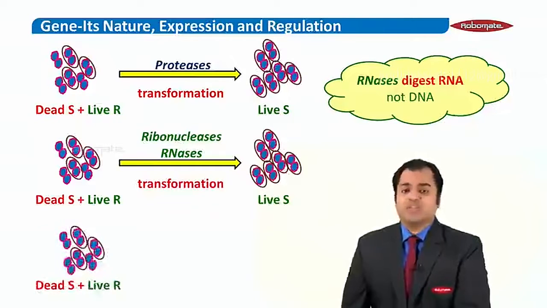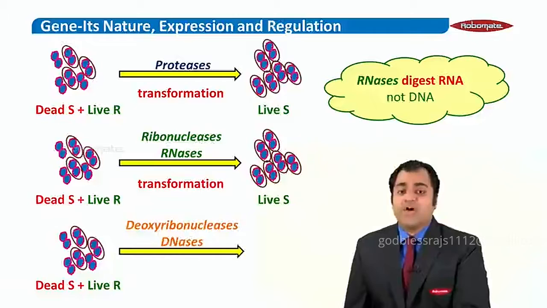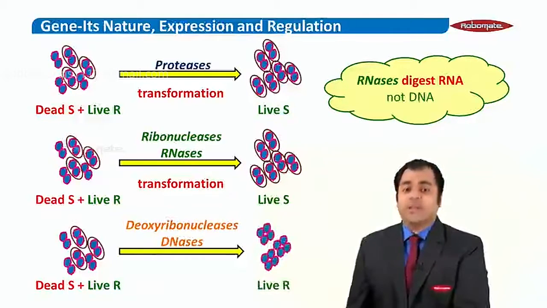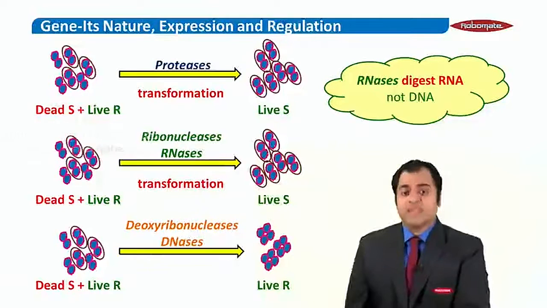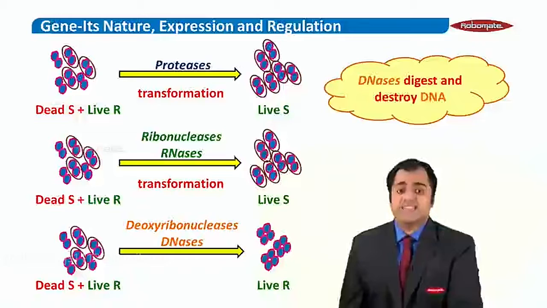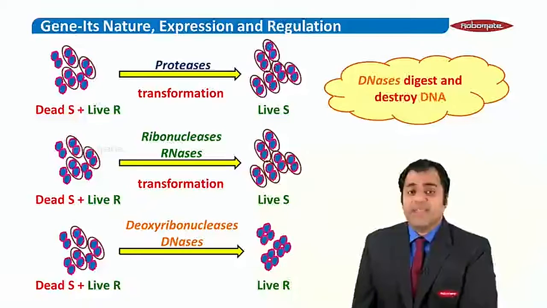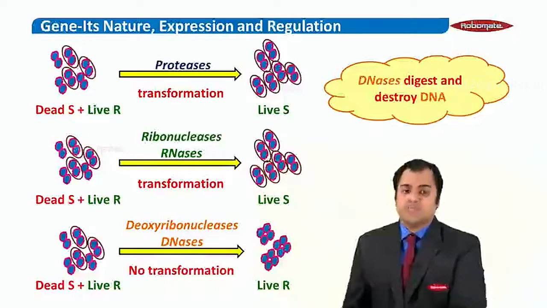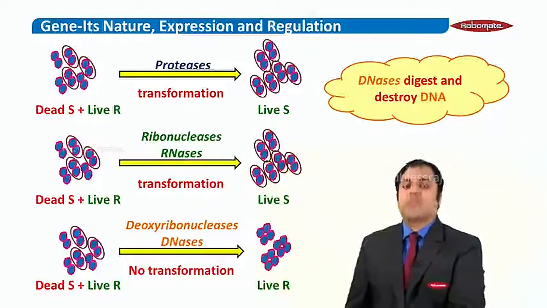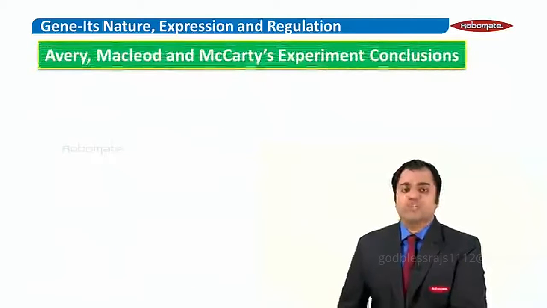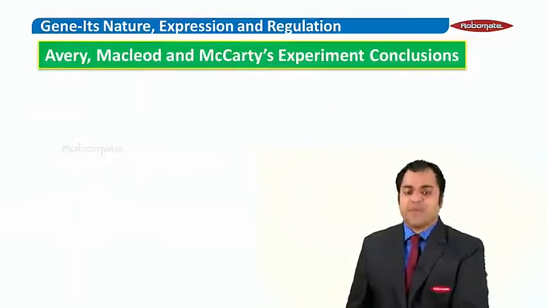In the last case, they took a mixture of dead S and live R and mixed it with deoxyribonucleases or DNases, and they saw that only live R cells were found. So live R and live R, there was no change. Why? Because DNases digest and destroy the DNA. So when DNA is destroyed, no transformation will happen, which goes on to prove that DNA is the transforming principle. Is that okay? So let us see what the conclusions of Avery, MacLeod and McCarty's experiment were.